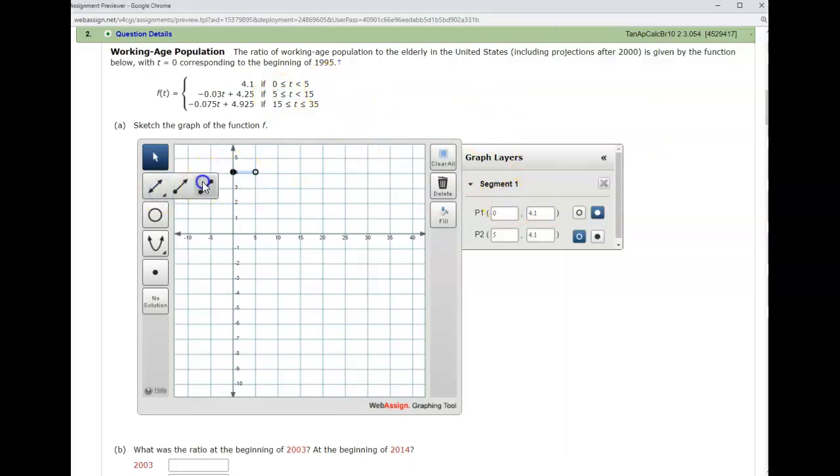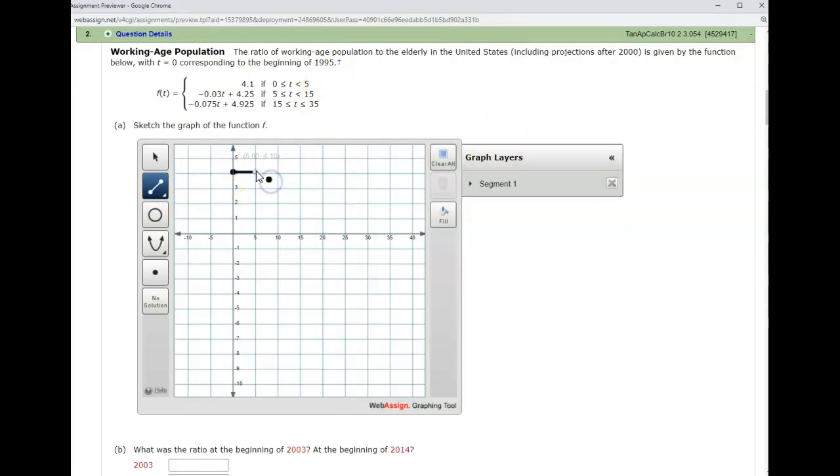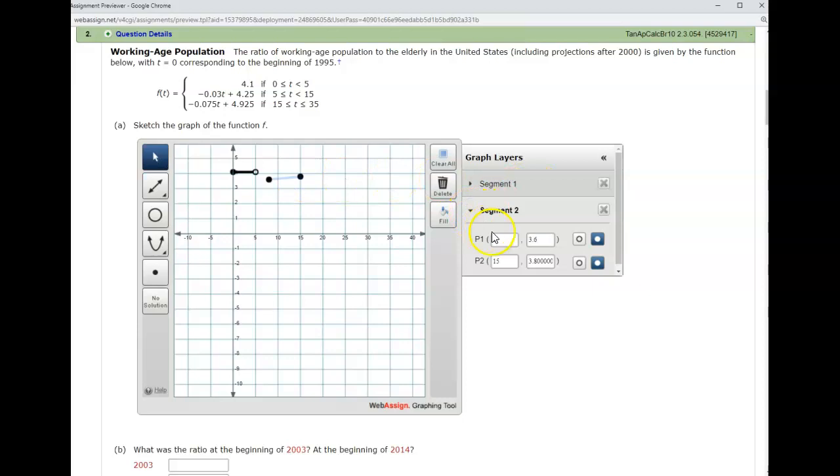So I need another graph, 5, 4.1, and 15, 3.8. That one I might have gotten pretty close. So I'm going to open up my segment 2. I need a closed circle on that, open circle on this one. 3.8 I think was what this was. What was it, 4.1? It was 4.1, and it was at 5. So 5 and 15, and this was 3.8. Let me get rid of any of these decimals back here. So that's what it actually should be, and that looks good.